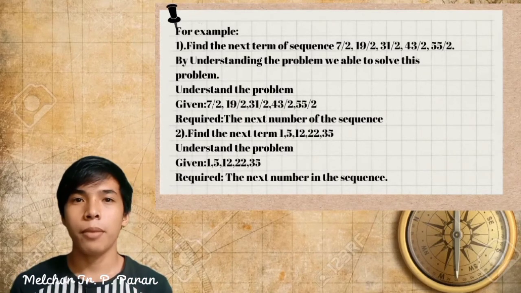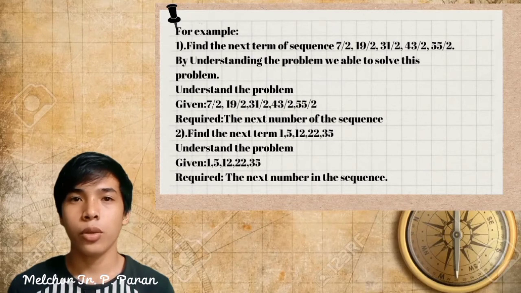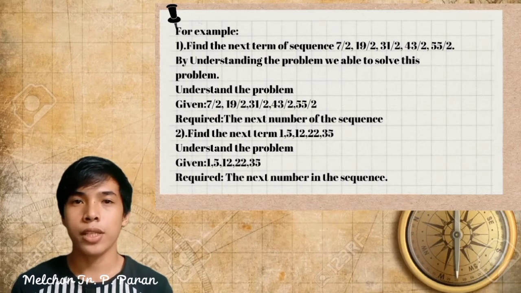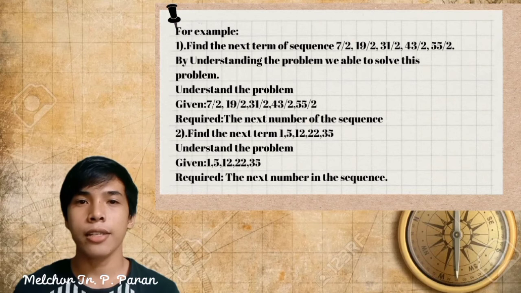For example, find the next term of the sequence. By understanding this problem, we are able to solve it. So we are required to find the next number of the sequence. Number 2, find the next term: 1, 5, 12, 22, 35. By understanding the problem, the given is 1, 5, 12, 22, and 35. So we are required to find the next number of the sequence.